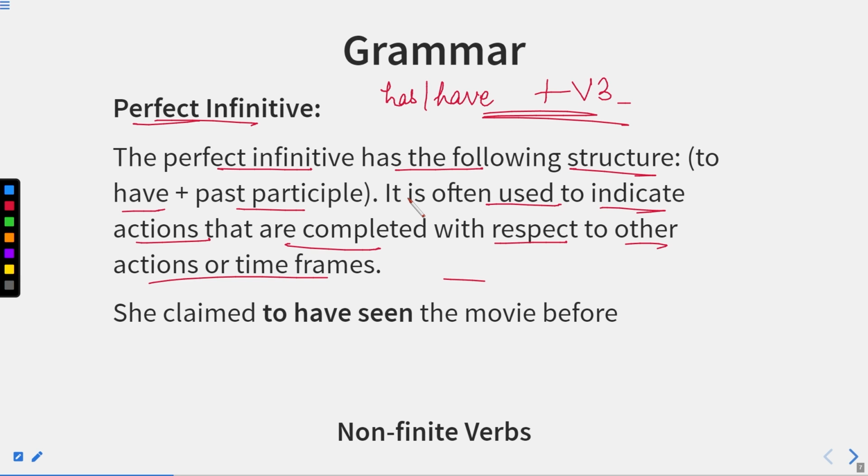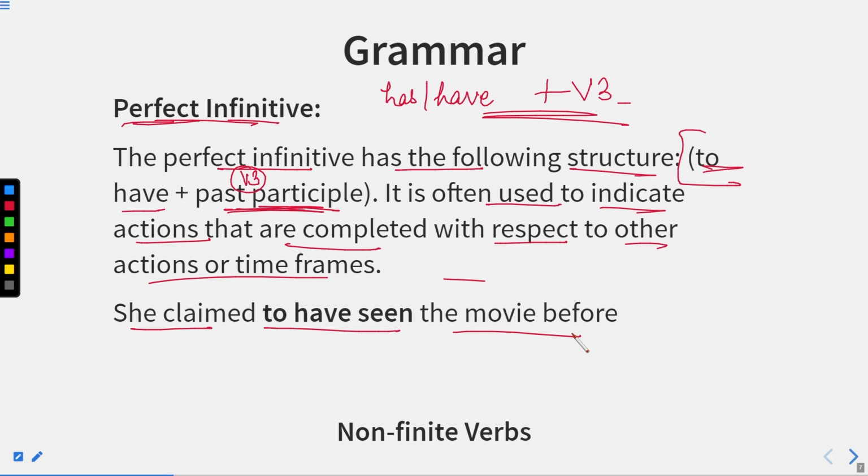But in case of perfect infinitive, perfect means has or have and infinitive means to plus verb 1. So in this kind of structure, we have to plus have plus past participle. It means verb third form. Past participle refers to verb third form. It is often used to indicate actions that are completed with respect to actions or time frames. It means some action that has been completed within the time frame that we show in perfect infinitive. For example, she claimed to have seen the movie before. It means she claimed that yes, she has seen this movie before as well.